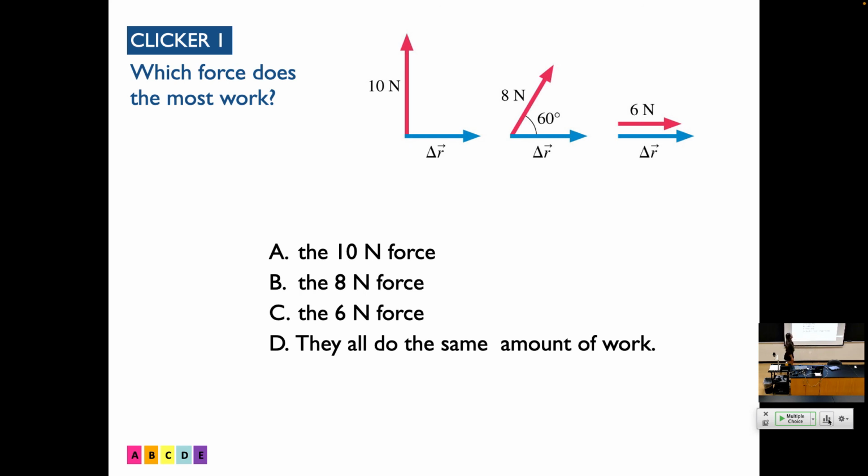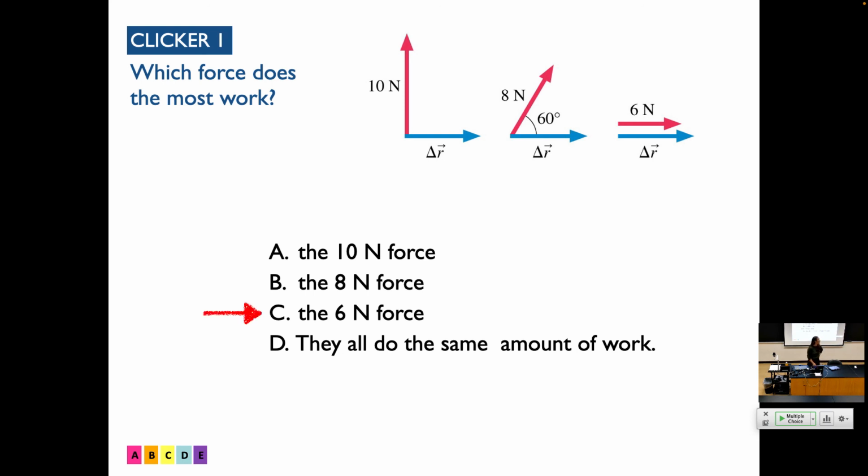But if we want to go through these, what's the work done here? 0. What's the work done here? It's R times 8 times, what's 8 cosine 60? Anybody? 4, right? Cosine 60 is 1/2, so this is going to be 4 times R. So this would be 0, this is 4 times R, and then this is 6 times R because they're parallel, so that's cosine of 0. That means the 6 Newton force is doing the most work, all right? Cool, now you're good at dot products.